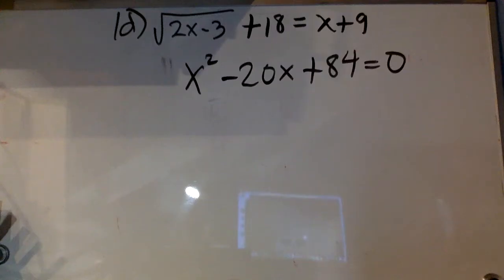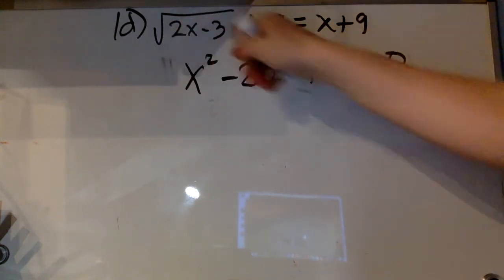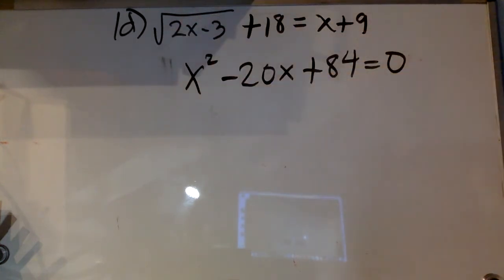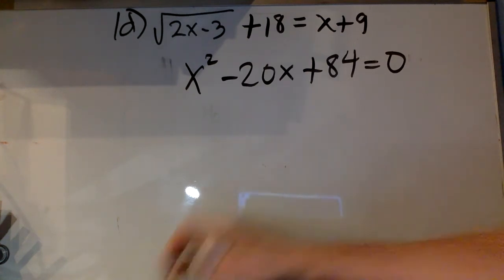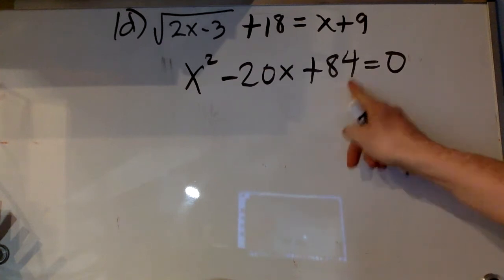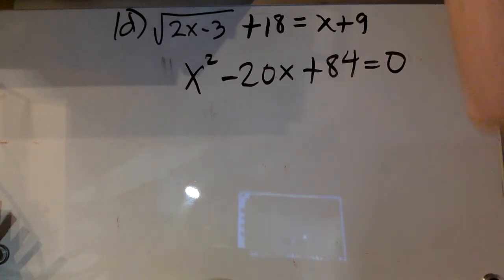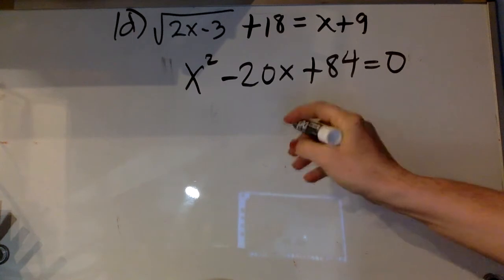Okay, let's pick up where we left off, where we were solving this radical equation, and we ended up with something that can be factored because the discriminant, b squared minus 4ac, was equal to 64, a perfect square. So now I can factor this.